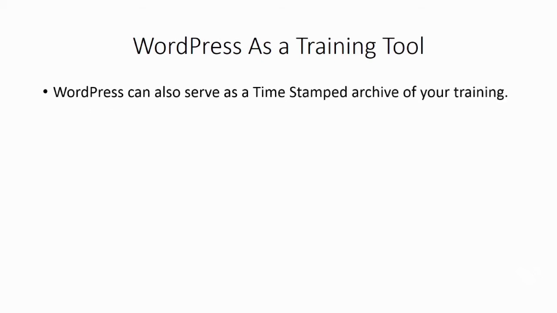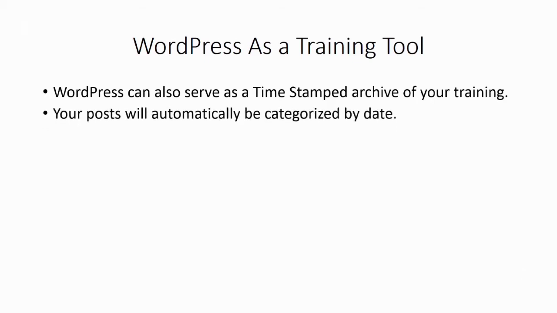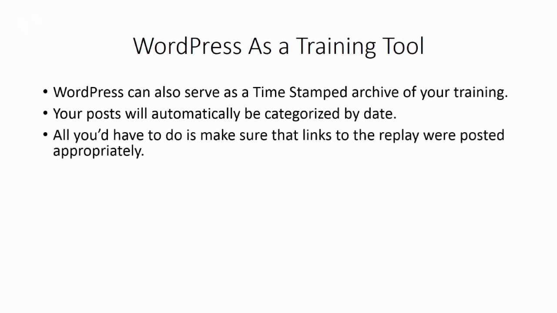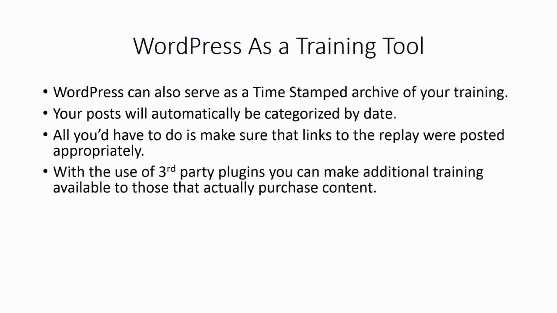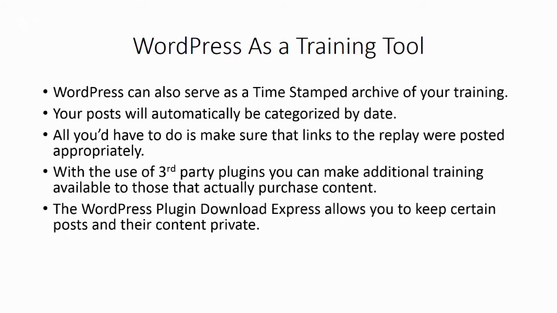Now, WordPress can also serve as a time-stamped archive for your training. Your posts will be automatically categorized by date. All you'd have to do is to make sure that links to the replay were posted appropriately. With the use of third-party plugins, you can actually make additional training available to those that actually purchase some of the content. Now, the WordPress plugin, Download Express, allows you to keep certain posts and their content private.